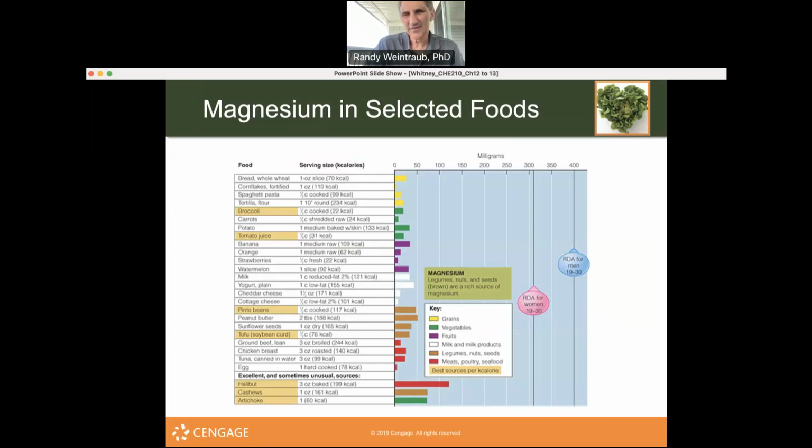And this is also just as a comment, this is per serving shown on these figures. The amount per serving. You see the RDAs out at the right, but this is just per serving. It's just comparative type charts. You can see at the bottom the excellent sources, and the ones that are highlighted at the left are recommended as good, and a variety of sources. See broccoli, pinto beans, tofu, halibut, cashews, artichoke.